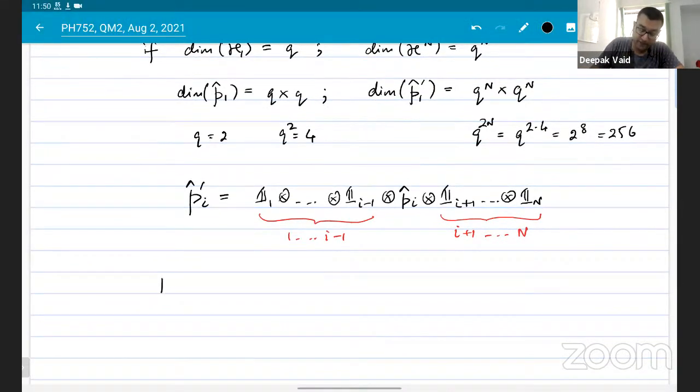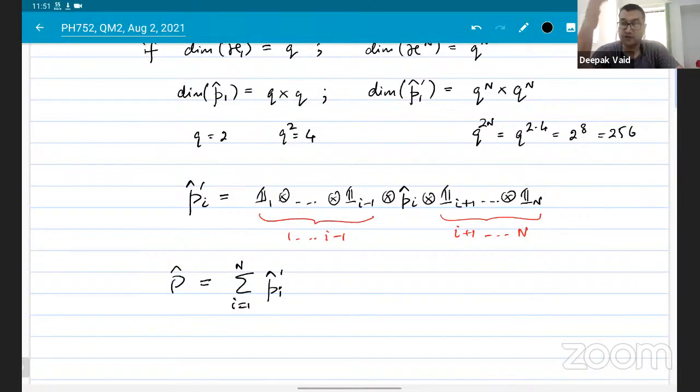So then I can define the total operator P. The total operator P will just be the sum of all of these operators. Each one of these operators acts on the H to the n Hilbert space, right? So if you take the linear sum of these, you will get another operator which acts on the H to the n Hilbert space, right? If you want to write this mathematically, you would write it like this.